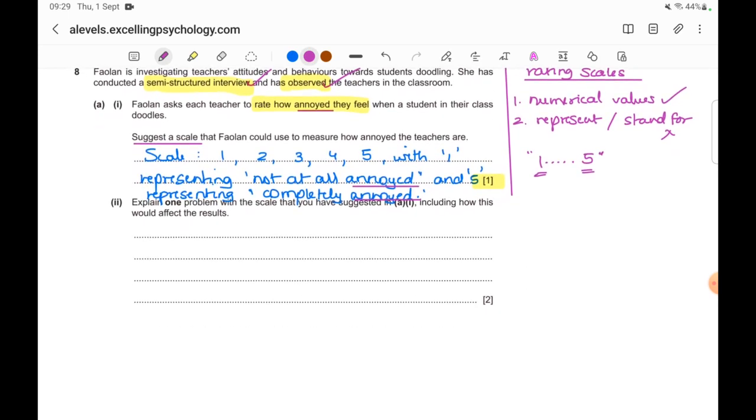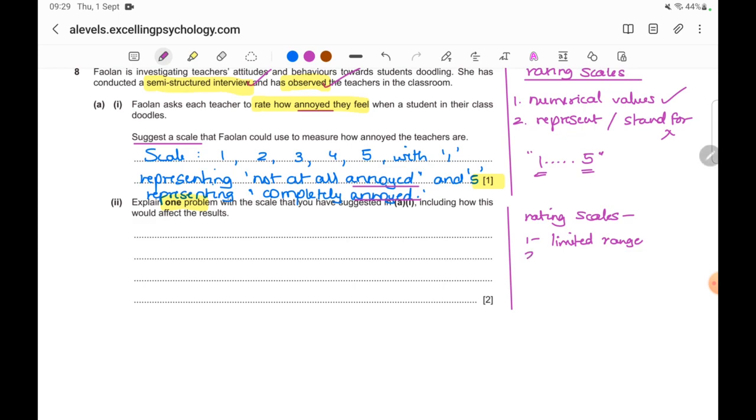Okay, let's come to the next question now. We are continuing with the same scenario. Explain one problem with the scale that you've suggested in 1A1, including how this would affect results. Okay, rating scales. What are the problems of rating scales? First, in general, what you have learned: of course, limited range. Participants might want to suggest something even more extreme, but the scale is very limited, presenting them with only 5 options.